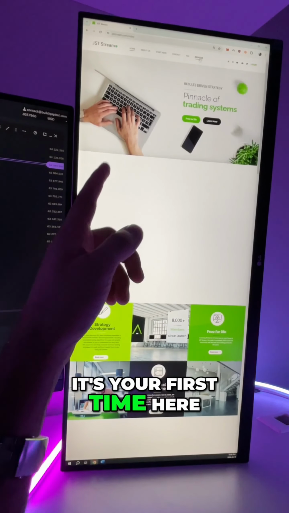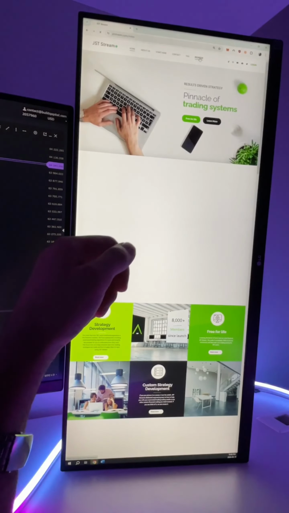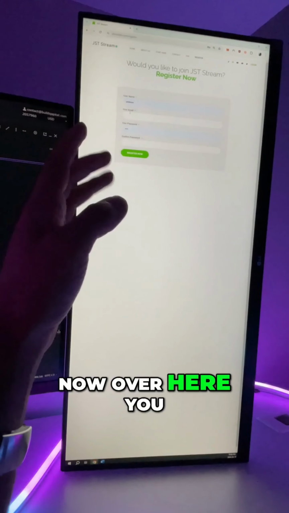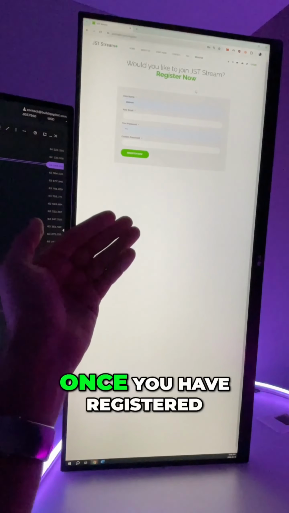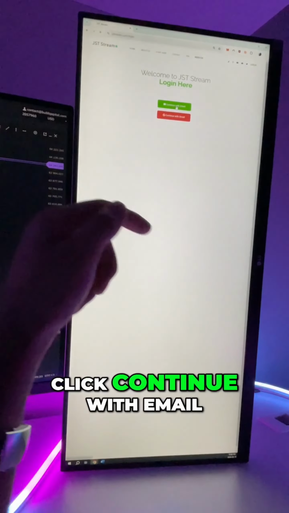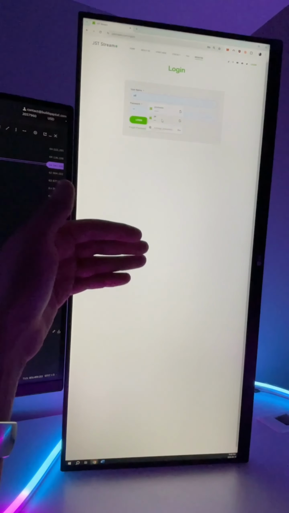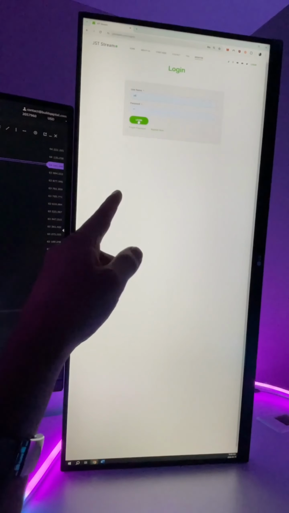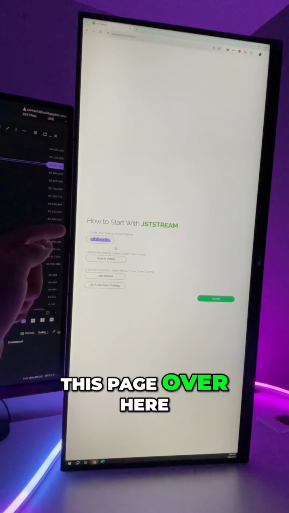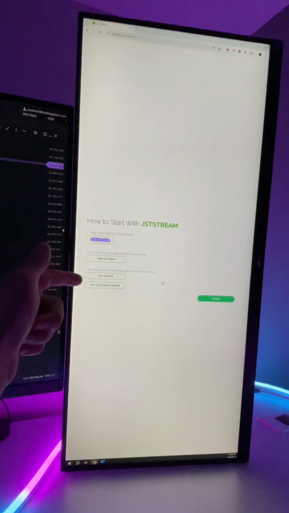If it's your first time here, click register on the top menu, click continue with email. Over here, you can register your free account. Once you have registered, click login on the top right corner, click continue with email, and here you can enter your credentials and click login. Once you've accessed this page, it gives you the exact steps on how to get started.